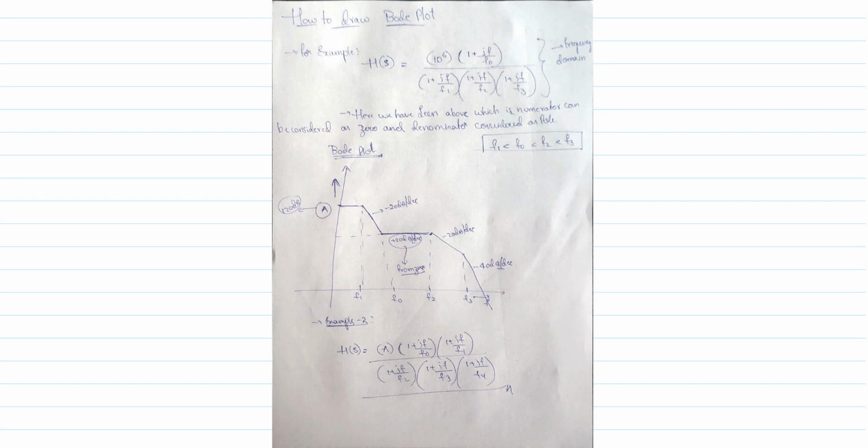Okay, f0 is a zero and f1, f2, f3 are the poles. Let's draw the Bode plot. On the y-axis, draw gain in dB, the open loop gain, and on the x-axis draw frequency, with the values f0, f1, f2, f3 and the given condition. I forgot to tell the given condition: f1 less than f0 less than f2 less than f3. You can take any condition; it varies from one problem to another. I have taken this condition to make it easier to learn.